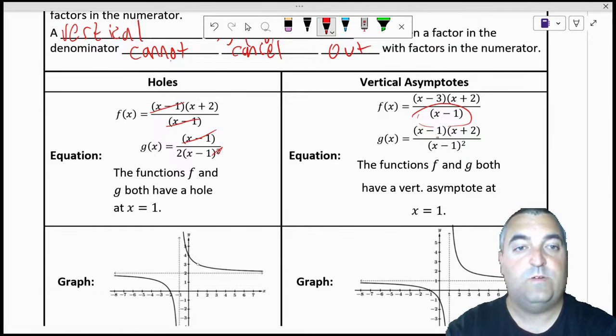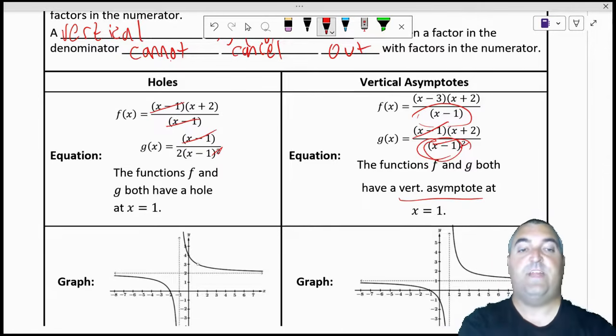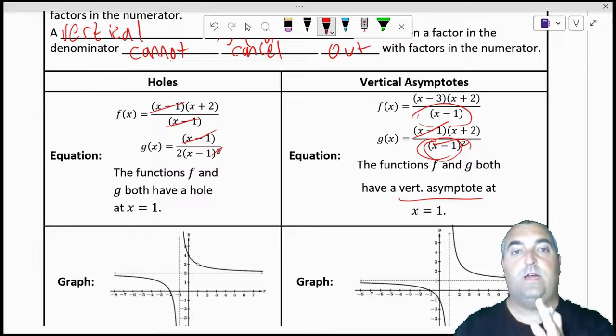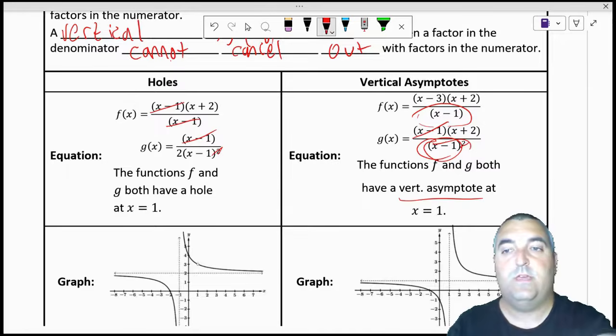And now for this one, this is actually kind of similar to that last example. We get something that cancels, but this x minus 1 is still in the denominator, so we actually have a vertical asymptote at 1. If it ever happens where you have both, so in g of x in both of these cases, vertical asymptotes beat out holes. Okay, so they are always going to be what you would graph. You don't graph both things, you just graph the vertical asymptote.